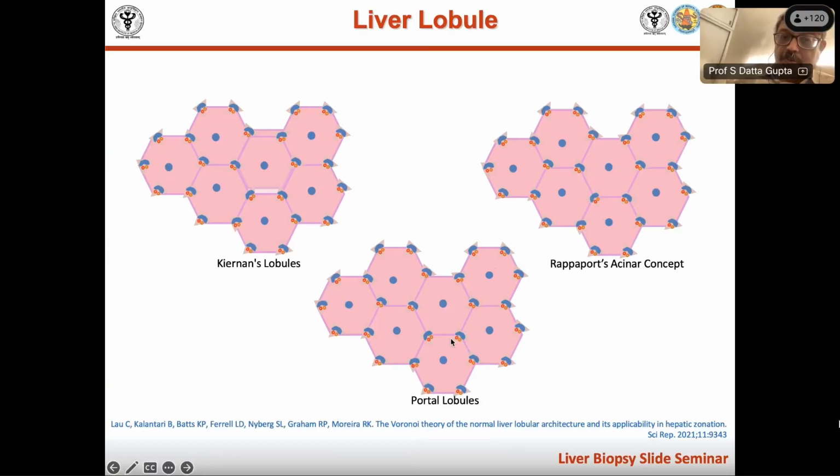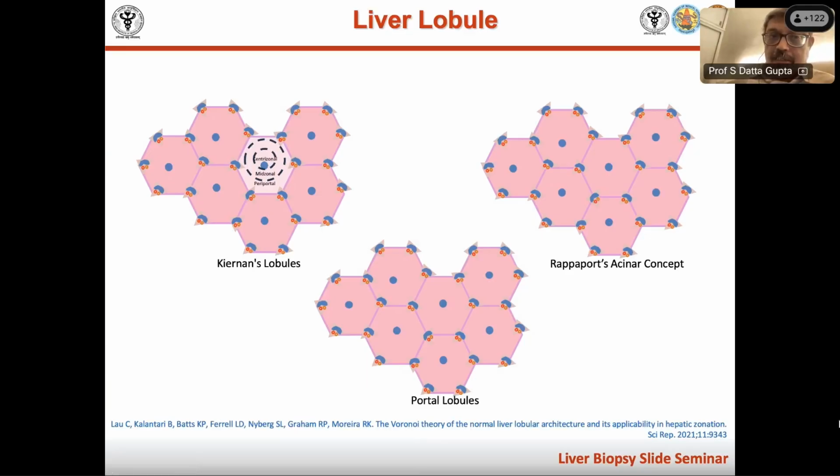Then of course there are portal lobules based on this similar concept. Moll's portal lobule. So it's acinar complex. So this is Kernighan's lobule, and he divided into a centrizonal area around the central vein, mid-zonal area in between, and the periportal area around the portal veins.